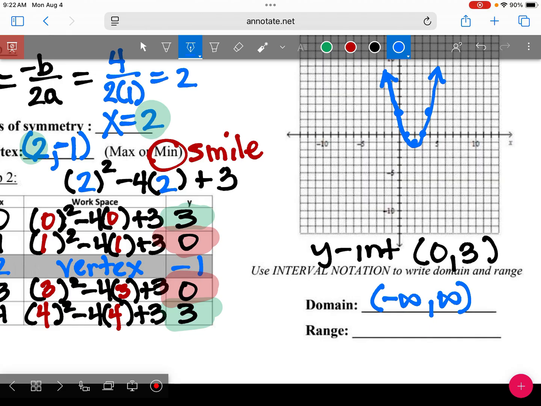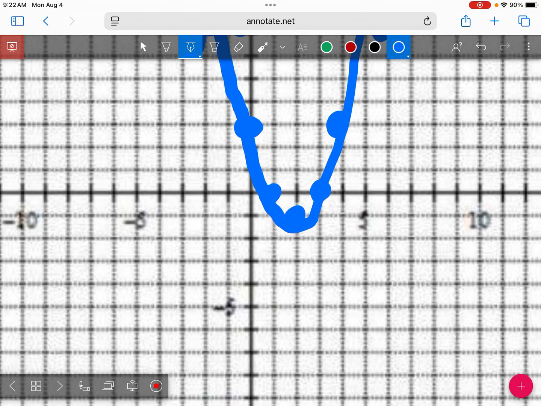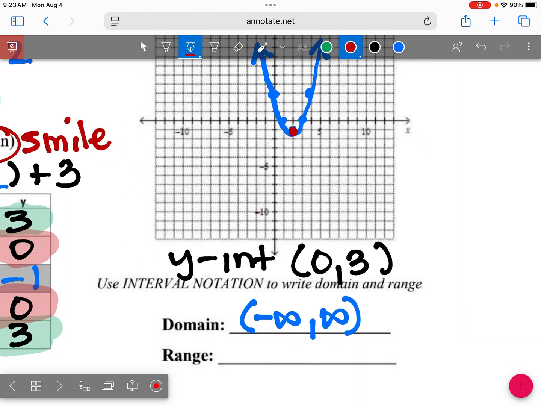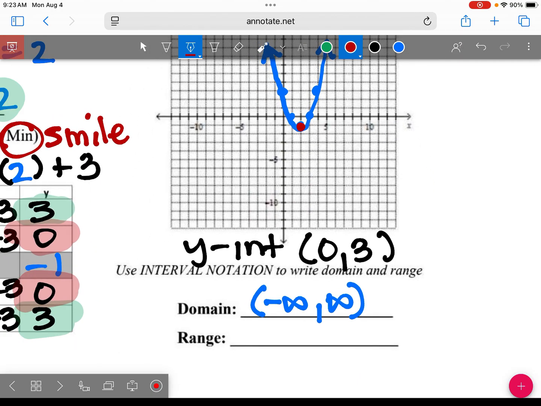Now, I'm going to zoom in really closely here. This is my vertex right there. What's the y value of that red dot? Nope, the y value, not the x. What's the y value where I put that red dot? -1. So my range is going to be -1 because that's the lowest it goes, all the way up to infinity forever. That is your final answer.